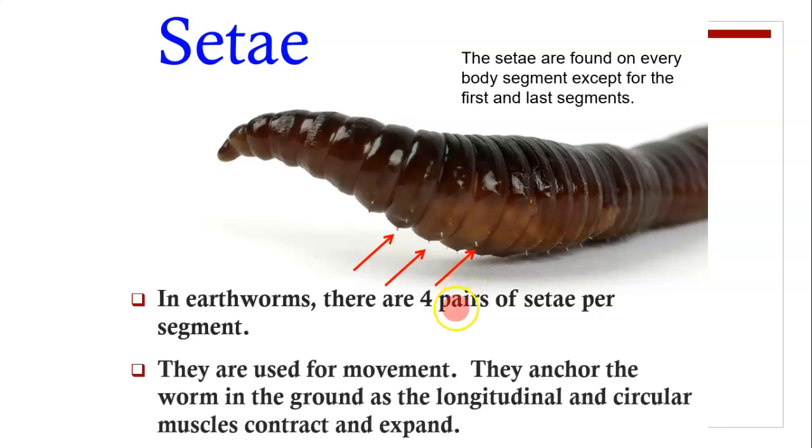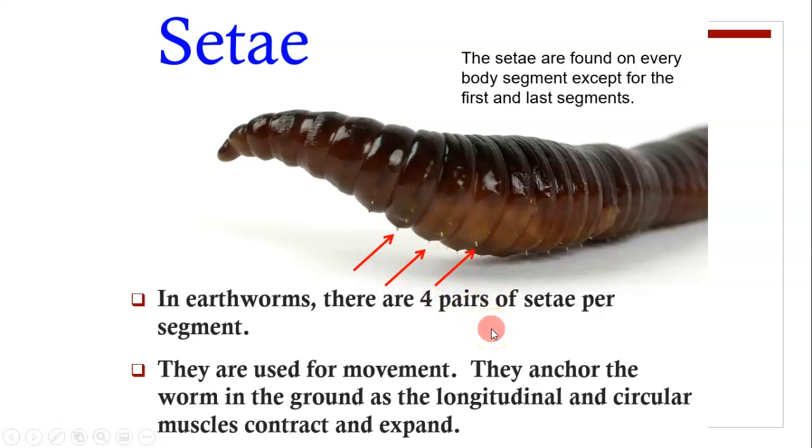But just as a reminder, they're used for movement. They anchor the worm in the ground as the longitudinal, I just said that wrong, longitudinal, so that's the lengthwise muscles, and the circular muscles contract and expand.